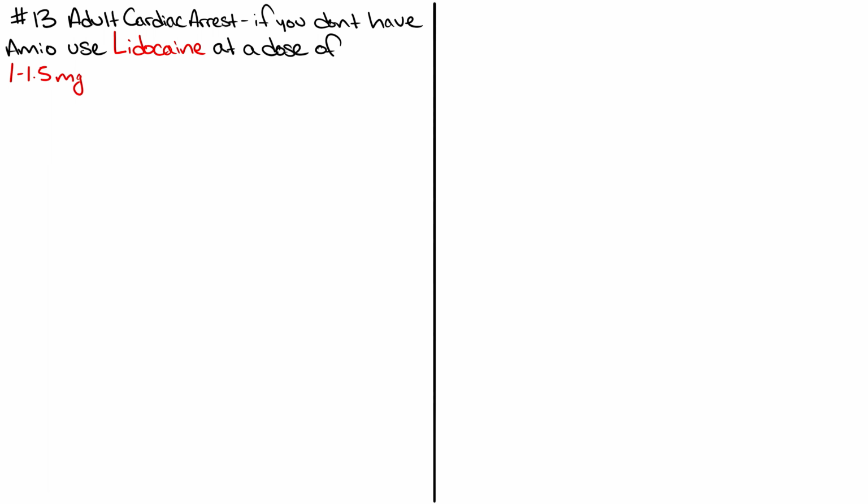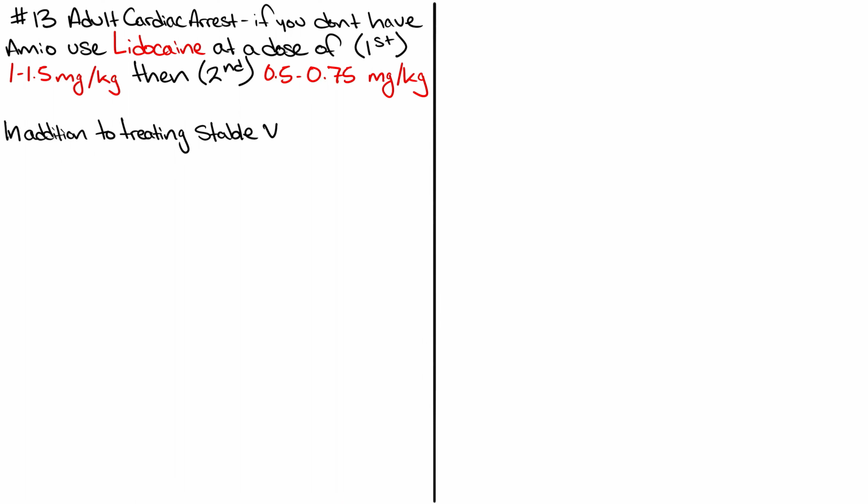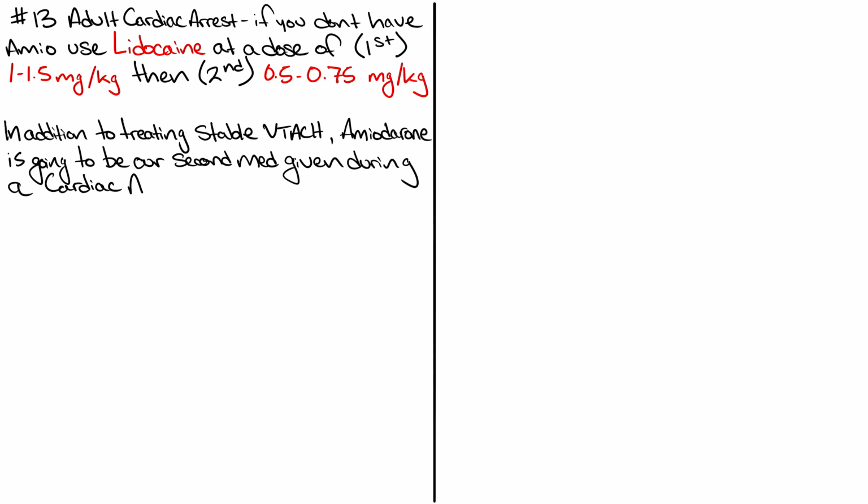Alright, moving on to question 13. When treating an adult patient in cardiac arrest, if you don't have amiodarone, you can substitute in lidocaine. Your first dose is going to be 1 to 1.5 milligrams per kilogram, and the second dose is 0.5 to 0.75 milligrams per kilogram. In addition to treating stable ventricular tachycardia, amiodarone is going to be our second med given during a cardiac arrest, after epinephrine.